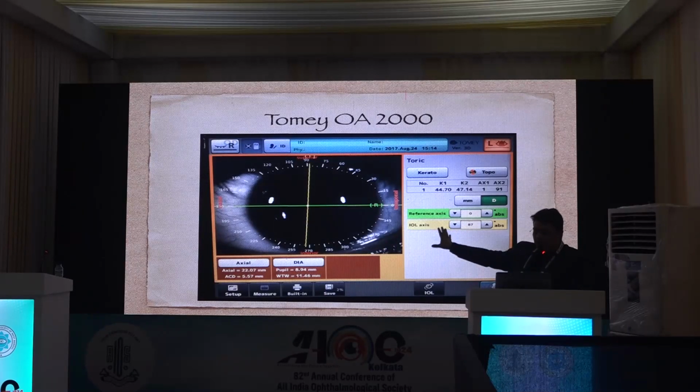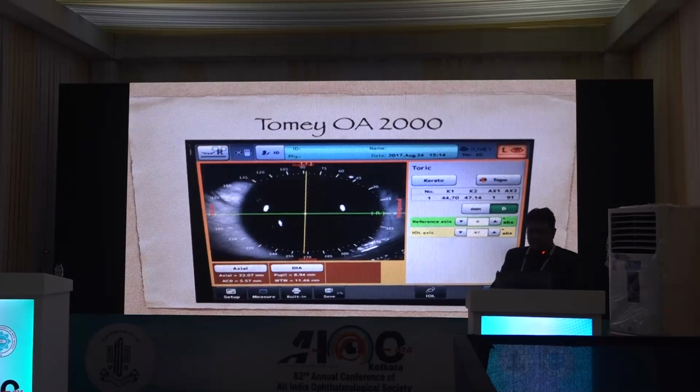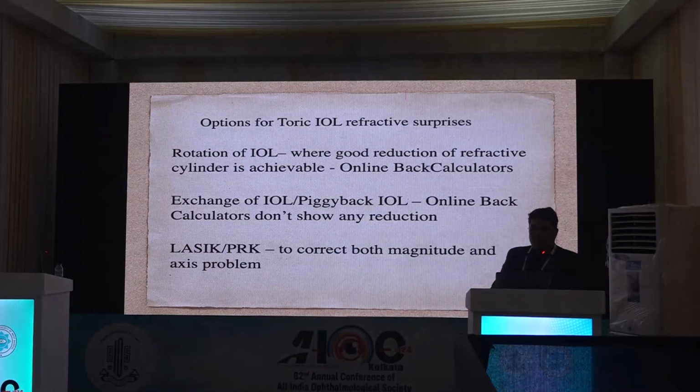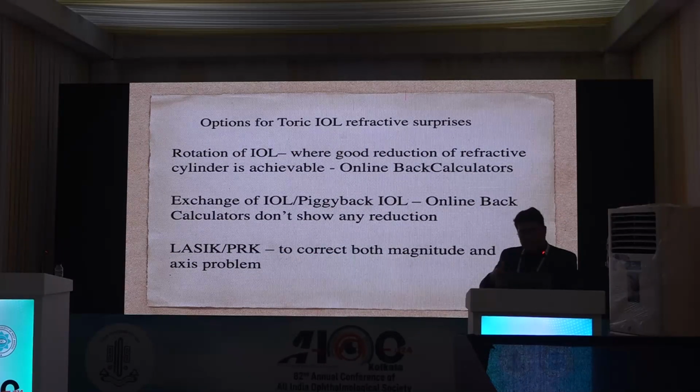Even though this is the photograph which I have taken, you can't make out the toric IOL marks clearly here, but you can easily make them out when you see it on that screen. So what options do we have if we have post-operative toric IOL refractive surprises?